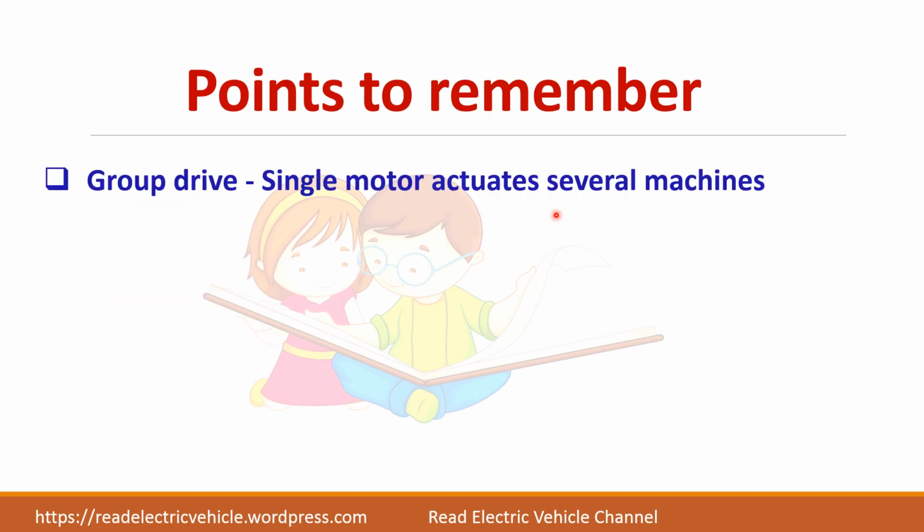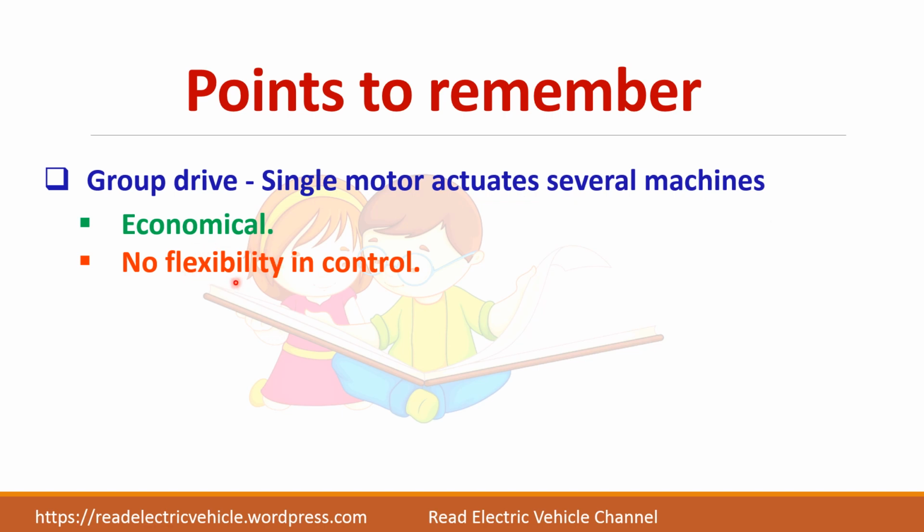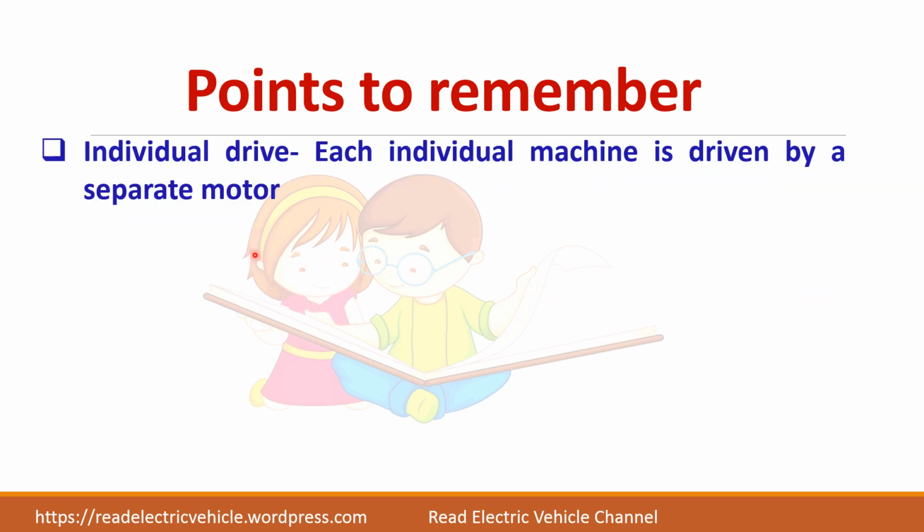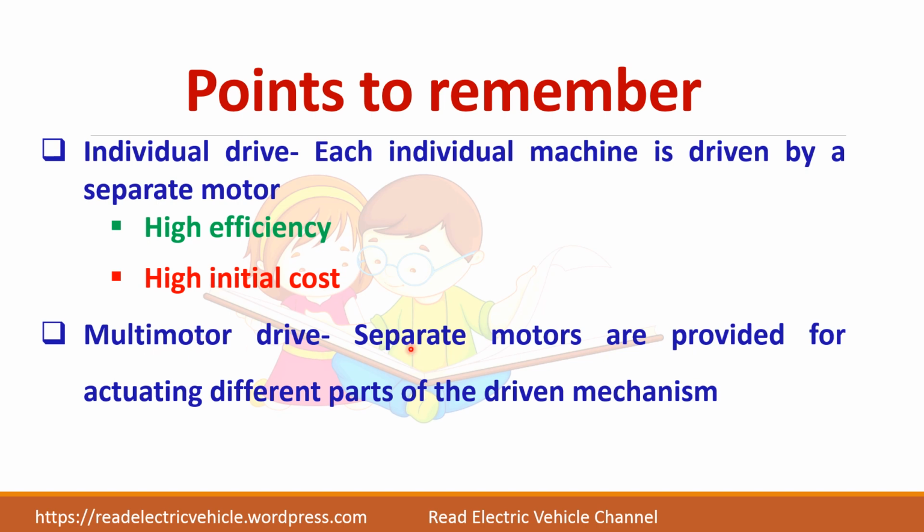So the points to remember here are: group drive is used where a single motor will actuate several machines. They are economical, but there is no flexibility in control, and if there is any fault in the driving motor, the whole process will be stopped. If you take individual drive, each individual machine is driven by a separate motor. So this has high efficiency and high initial cost. In multi-motor drive, separate motors are used for actuating different parts of the driven mechanism. Here also you will get high efficiency but again high initial cost is required.